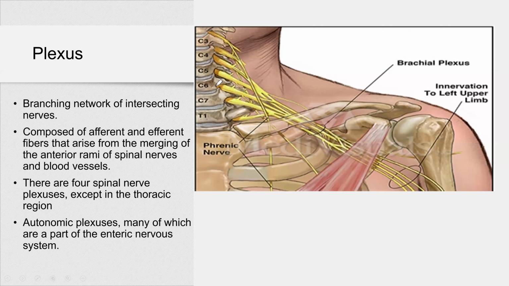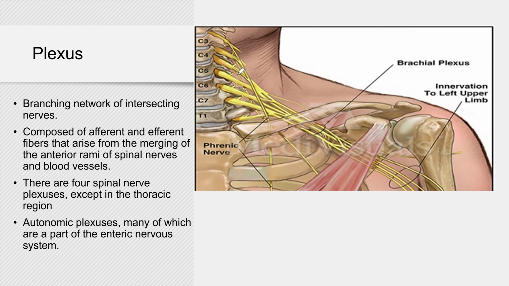Just a second, for some reason I forgot this word. Okay, so anyways, those are called rami. Ramus, I believe, comes from the Latin language and means branch. So we have ventral and dorsal, or anterior and posterior rami.